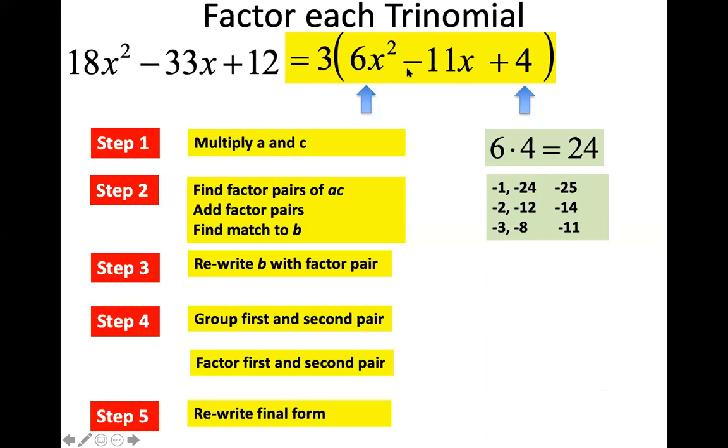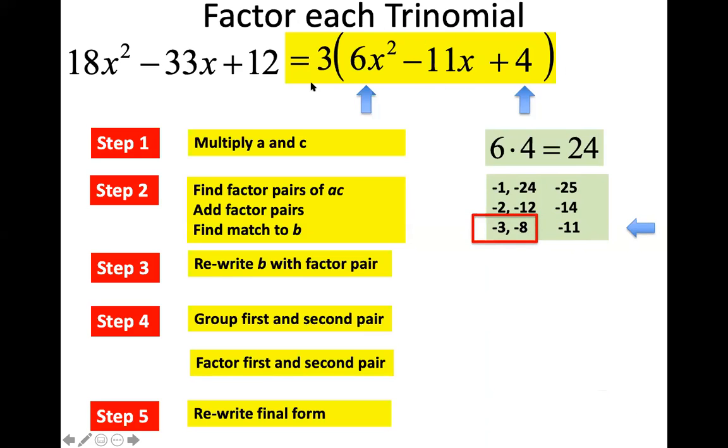One of these adds up to negative 11. Check it out. It's negative 3 and negative 8. Negative 3 times negative 8 is positive 24, but when we add them, we get negative 11. So that is what we're going to substitute in for negative 11: negative 3x and minus 8x.